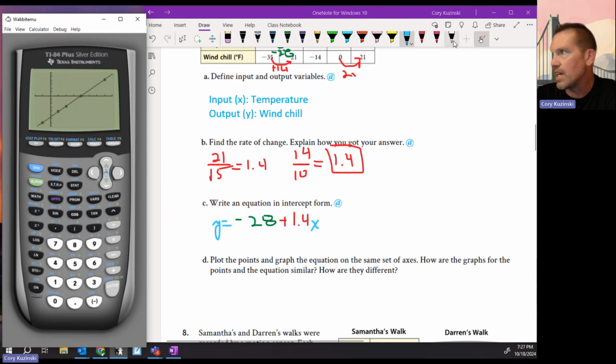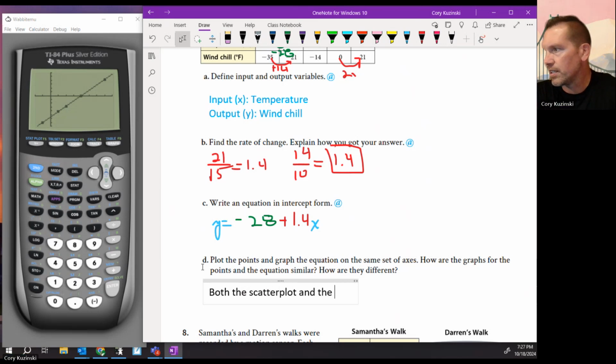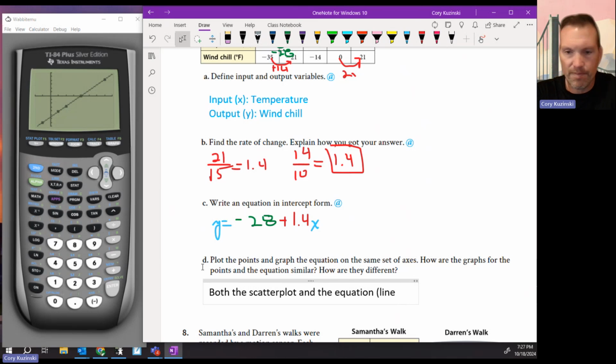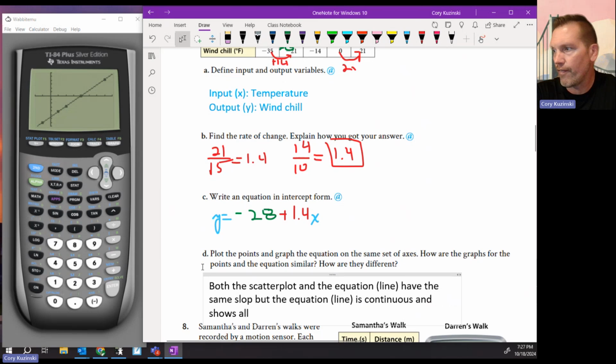Okay. Are they the same? How are they different? Well, how about this? Both the scatter plot and the equation, also known as the line, have the same slope, but the equation, again the line, is continuous and shows all values of temperatures and wind chills. Doesn't skip from value to value.